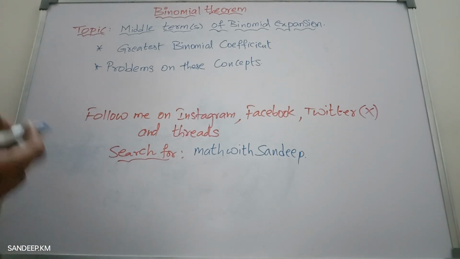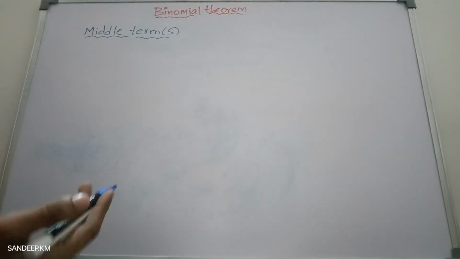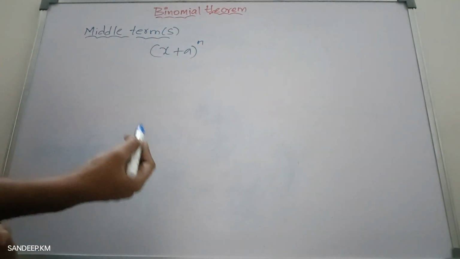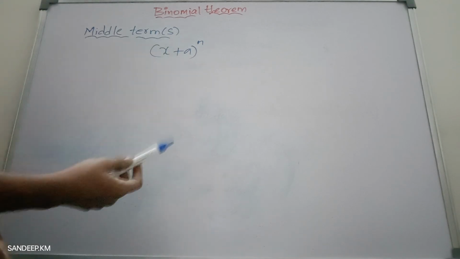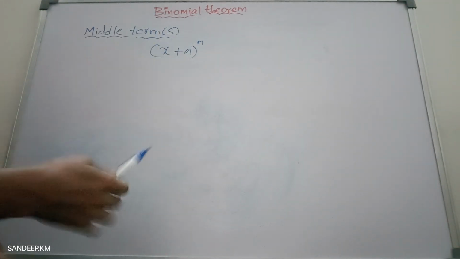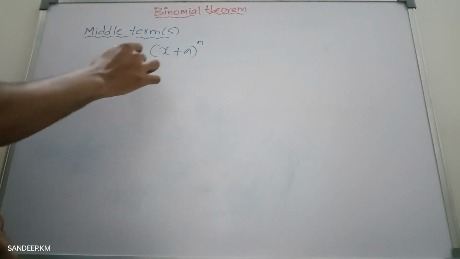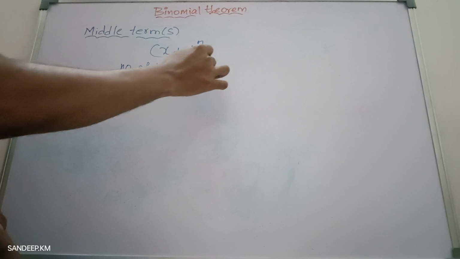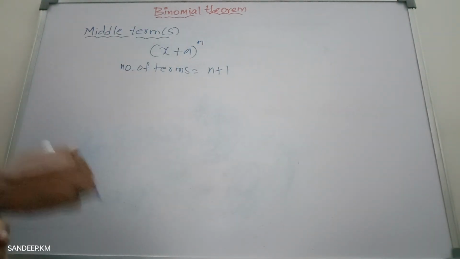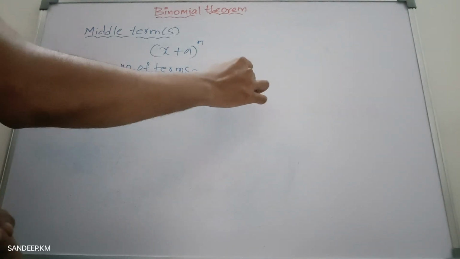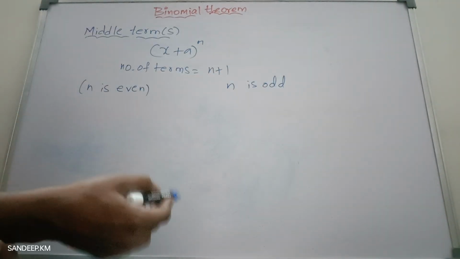Now anyhow, let us continue with this topic. Let us see how to find the middle term or middle terms depending on the index. Let me consider a binomial expansion (x + a)^n. It is a binomial with index, or power, n. Here the number of terms of this expansion is n + 1. There are two possibilities: what if n is even, and what if n is odd? Let us look at both possibilities.